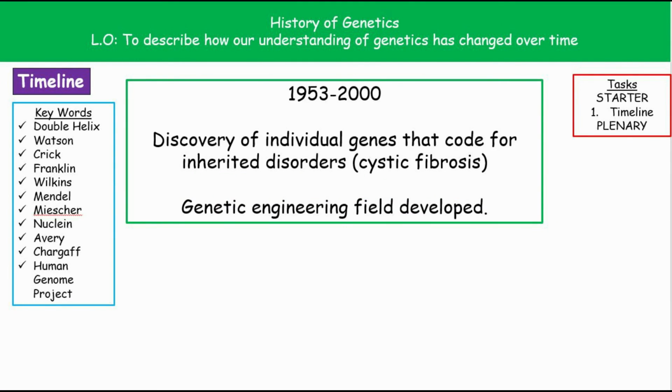Between 1953 and the year 2000, we've carried on looking at DNA. So we've been identifying individual genes that code for inherited disorders like cystic fibrosis. And we've also developed a whole new field of science called genetic engineering. And we're going to look at genetic engineering in a lot more detail in B6. So it's not just been a case of we discovered the structure of DNA and we were done and just left that on a shelf. We've carried on looking to see what more we can discover about it.